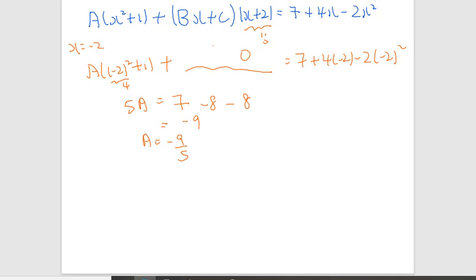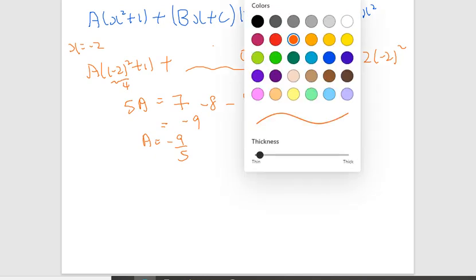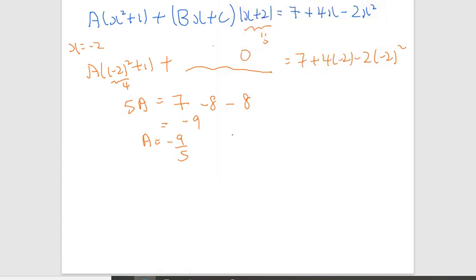After solving for a, you need to solve for b and c. And the next number you can choose, what number will you choose? The first number you should choose is minus 2, because in the equation there are 3 unknowns, a, b, and c. By choosing x to be minus 2, b and c will disappear because x plus 2 is 0.